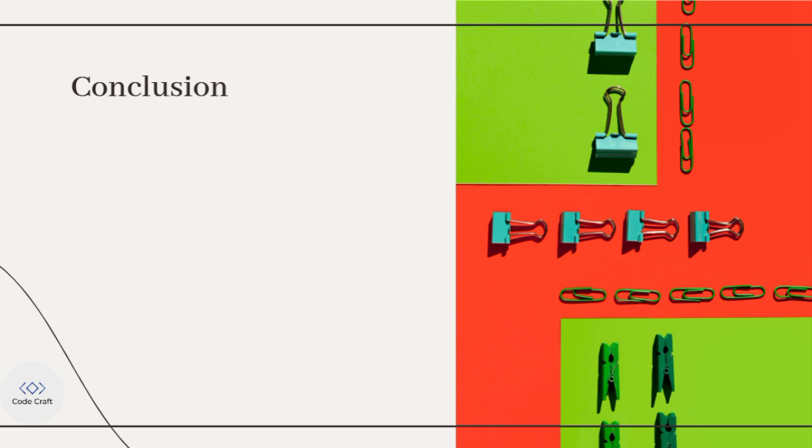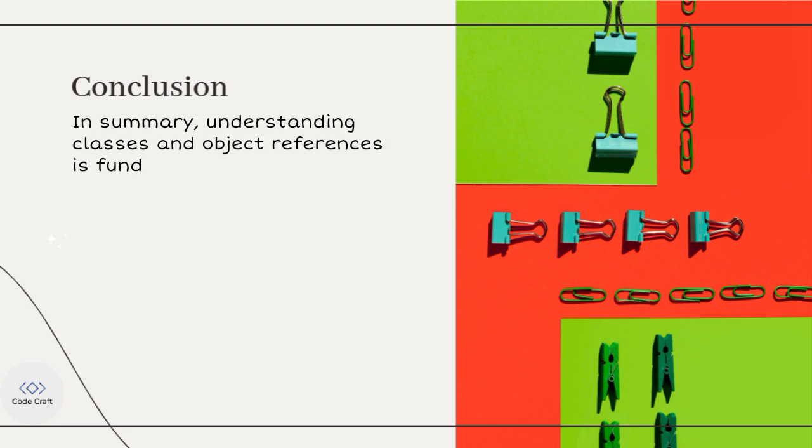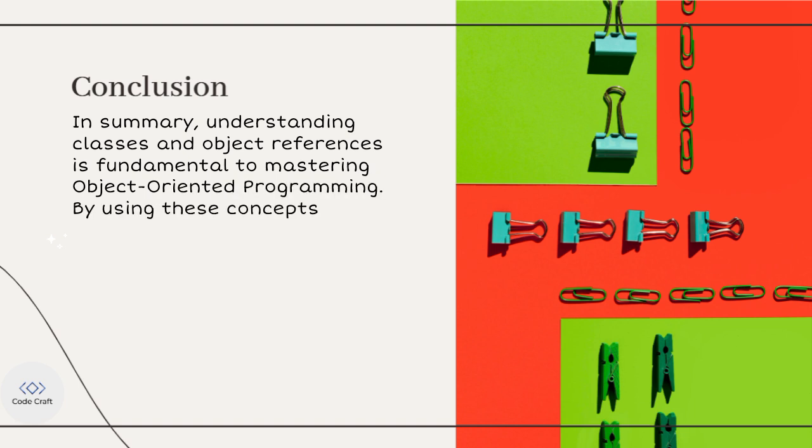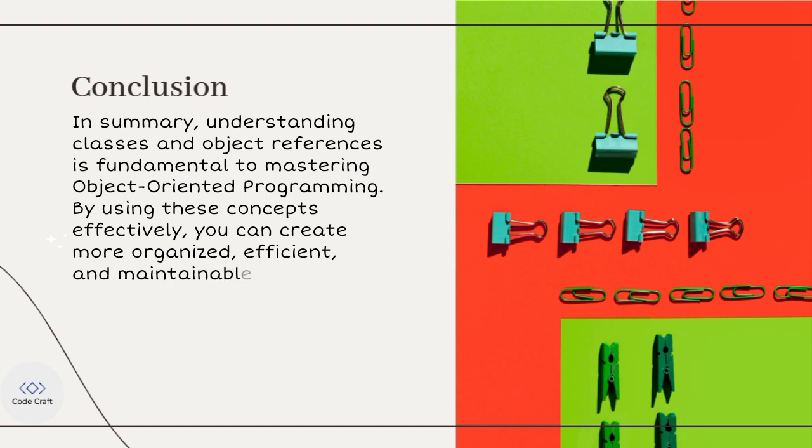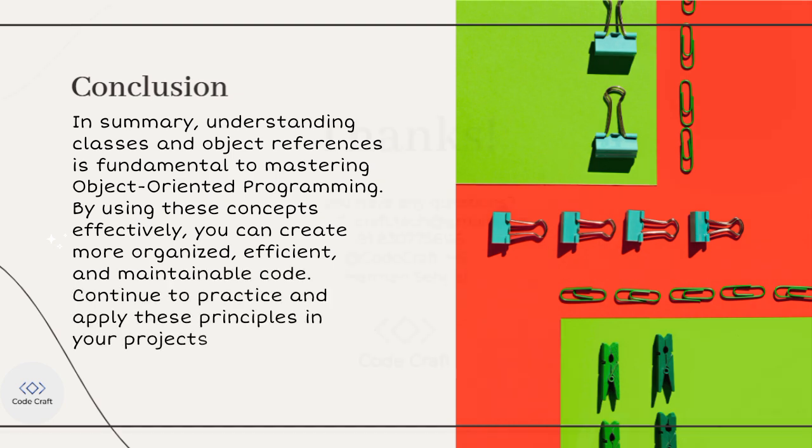Conclusion. In summary, understanding classes and object references is fundamental to mastering object-oriented programming. By using these concepts effectively, you can create more organized, efficient, and maintainable code. Continue to practice and apply these principles in your projects.